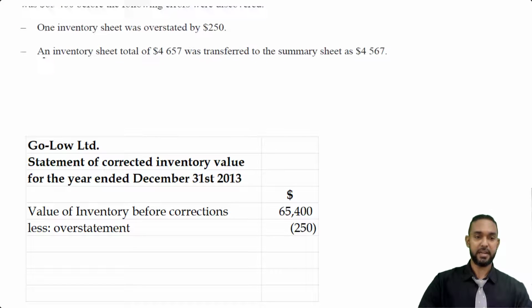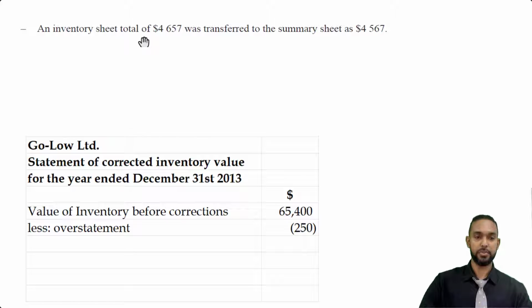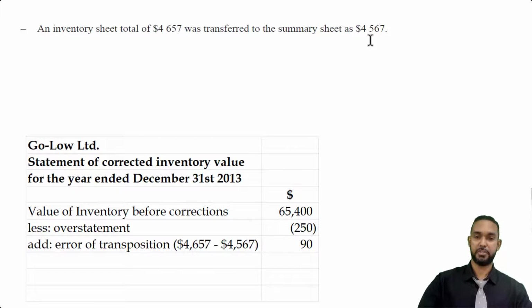Okay. The next item says an inventory sheet total of $46.57 was transferred to the summary sheet as $45.67. So the figure that went to the summary sheet is lower than the correct figure. Lower by how much? Well, to find that out, we have to subtract. 46.57 minus 45.67 is 90 cents. So it was too low. In order to fix that, we have to increase. We have to add it.